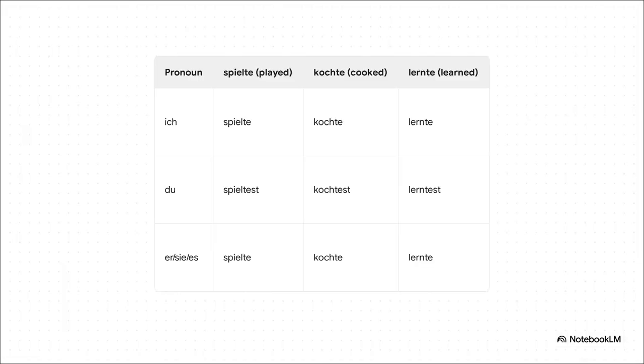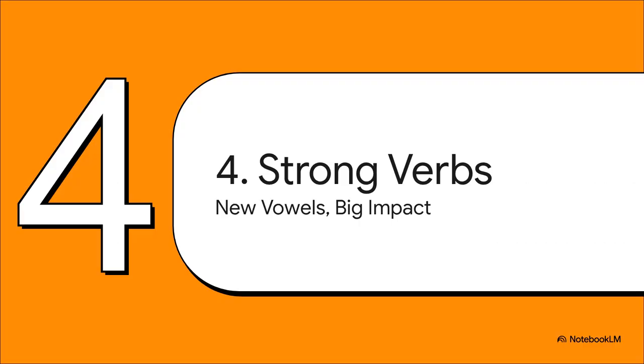And you can see just how consistent this is. Ich spielte, I played. Sie kochte, she cooked. Wir lernten, we learned. And hey, our favorite pattern is back. The ich form and the sie/es form are identical. See? This predictability is what makes them regular. No surprises.